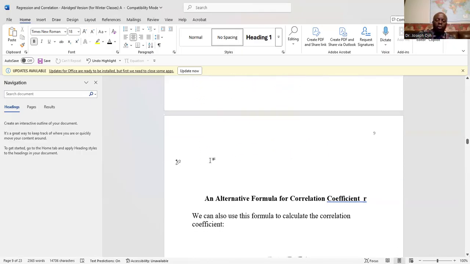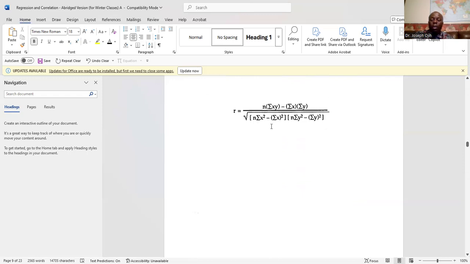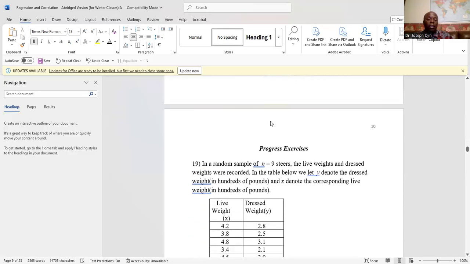There's an alternative formula we also use, like this one, giving only the correlation coefficient. Again, it takes a longer time. You have to prepare different columns for each table before you can apply this formula. It would take you an hour. Anyway, let's try an example.